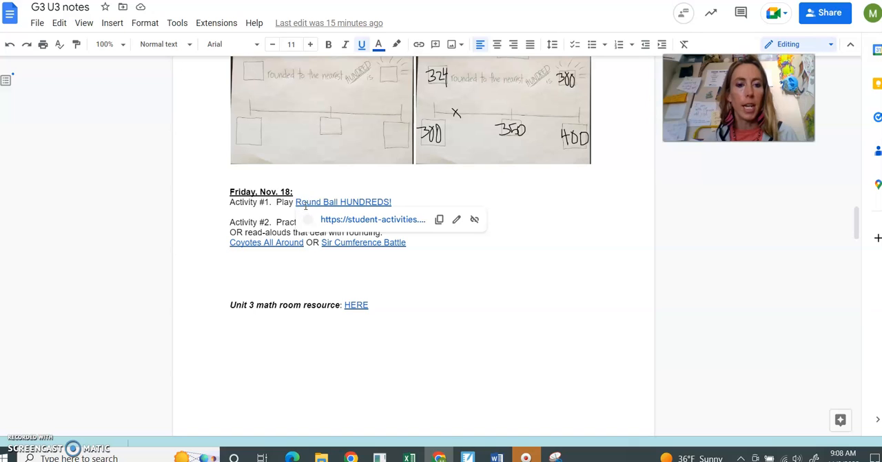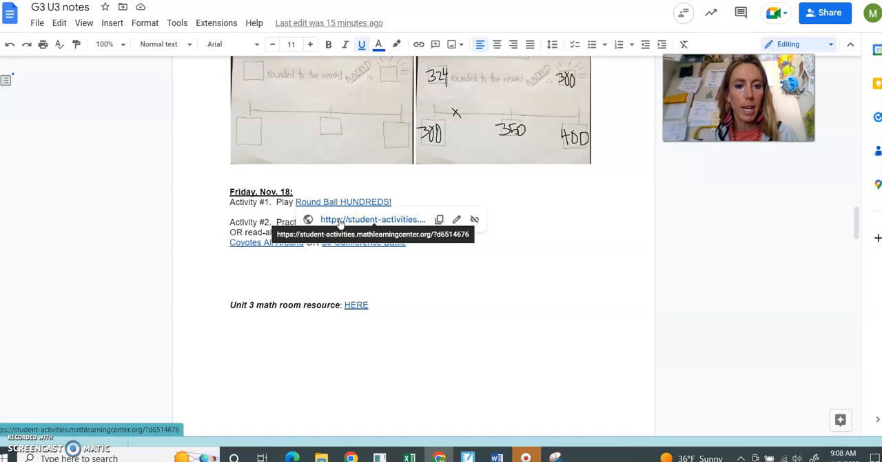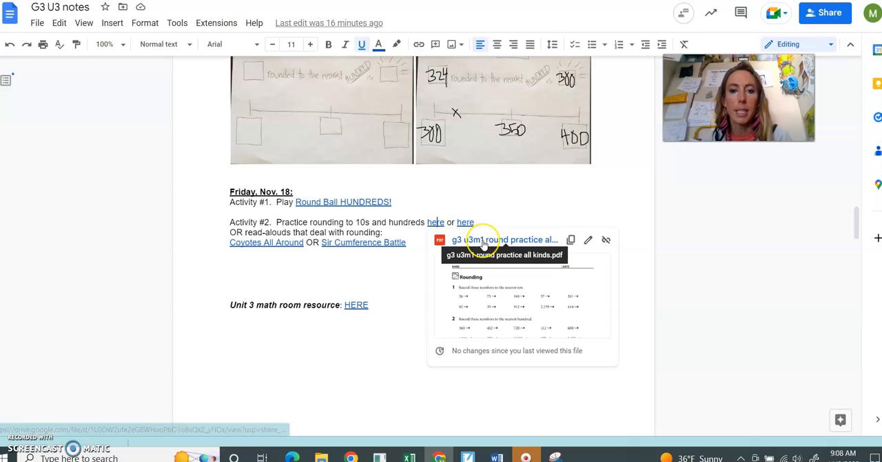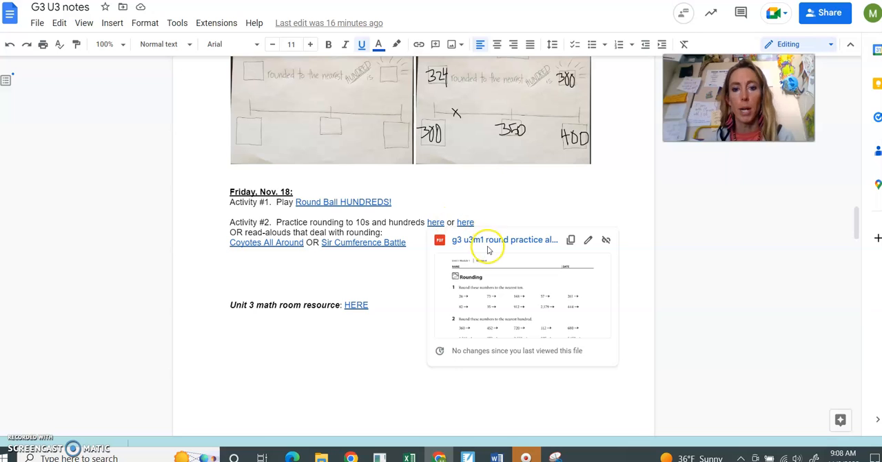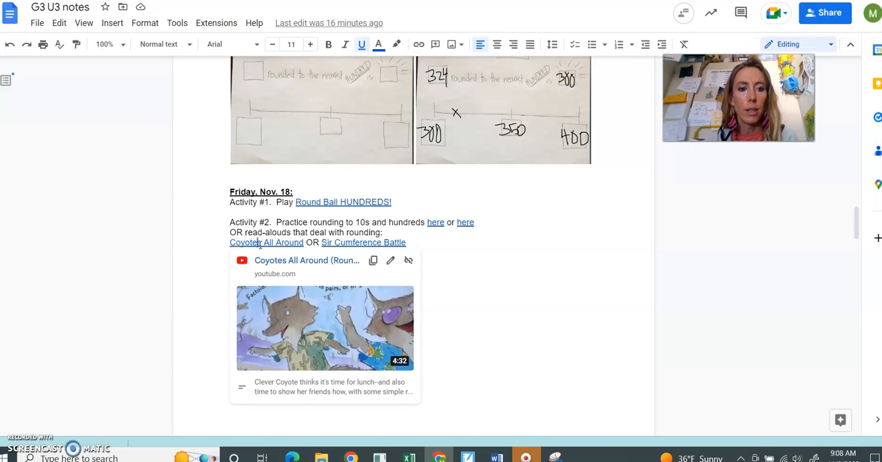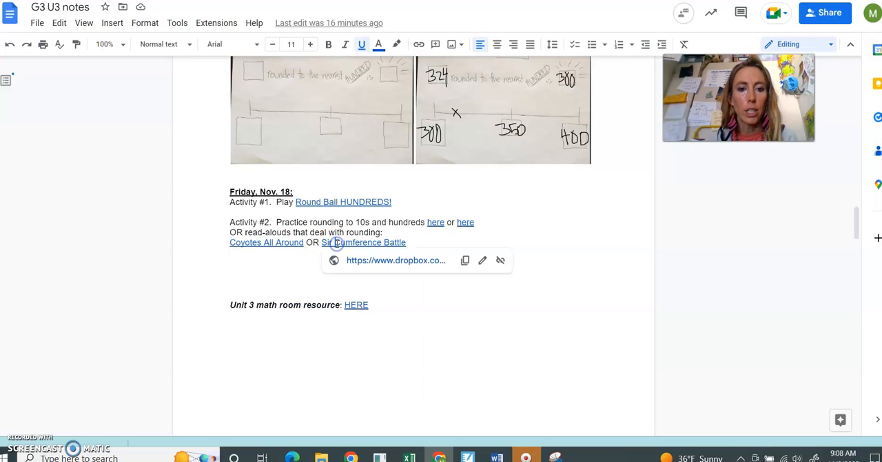Friday, I have the next game, round ball again, but this time it's to the hundreds. So it's very similar to the other one, but now we get to practice with the hundreds. And then activity 2, you can take your pick. You could practice rounding on those templates that you used from the days before. You could practice on either one of these practice sheets here that I have, or you could do a read aloud that's Coyotes All Around or Circumference Battle that both deal with rounding. So up to you.